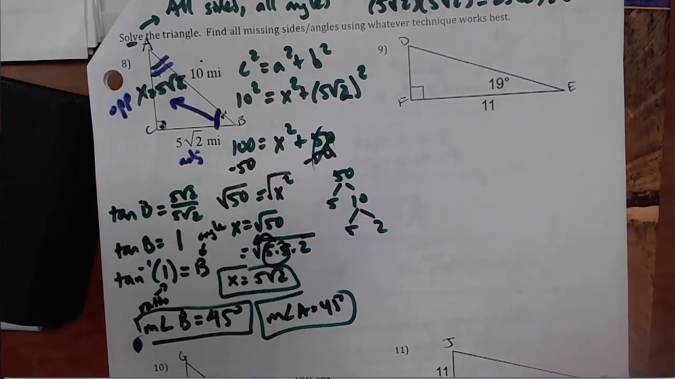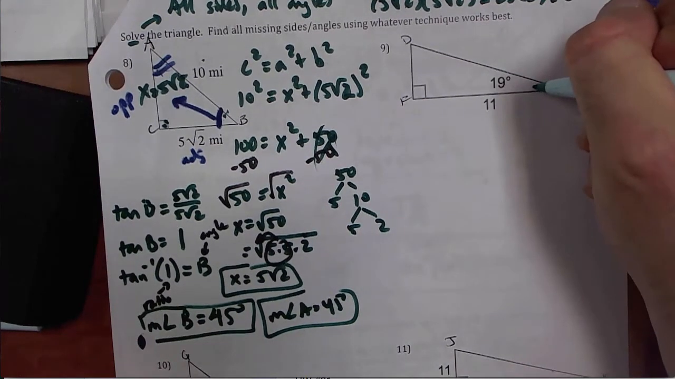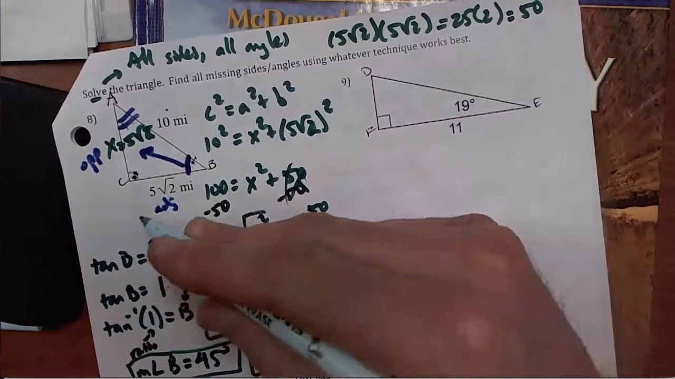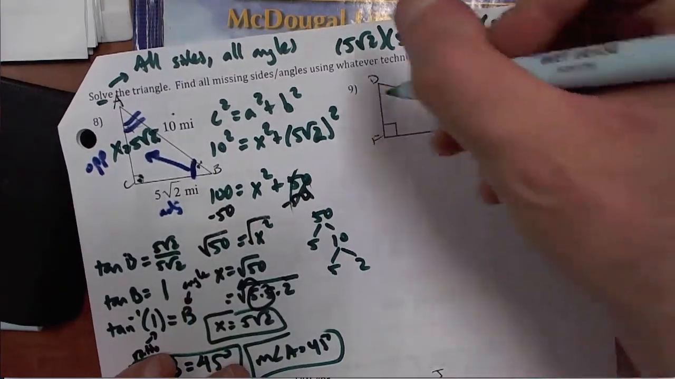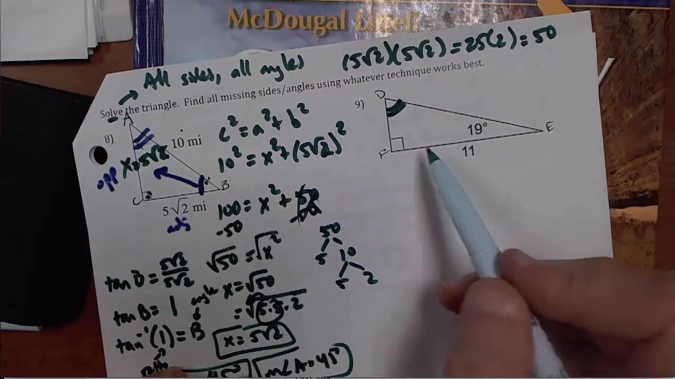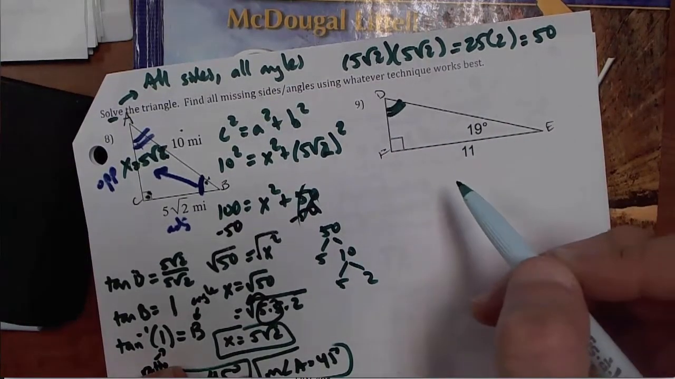For this one, this time, I've got one angle. This is 19 degrees. I only have one side, though, so the Pythagorean theorem is out. It's not like this one. What I can do, though, is find this angle fairly easily. I don't need to use an inverse trig ratio. In fact, I can't because I only have one side.